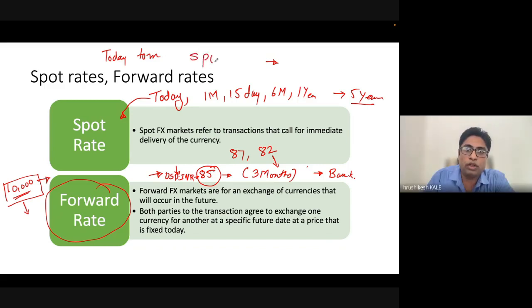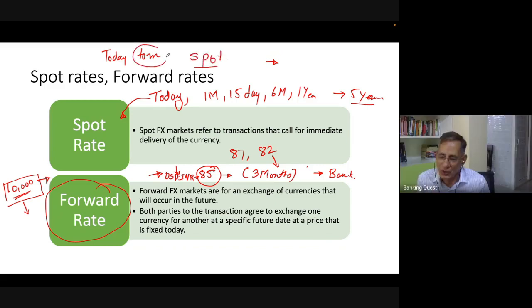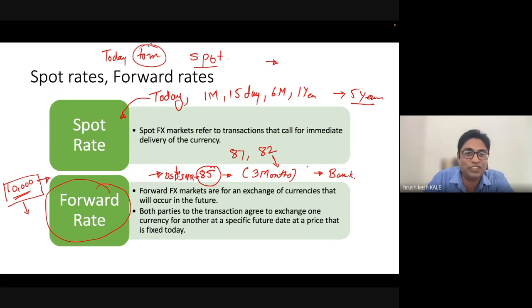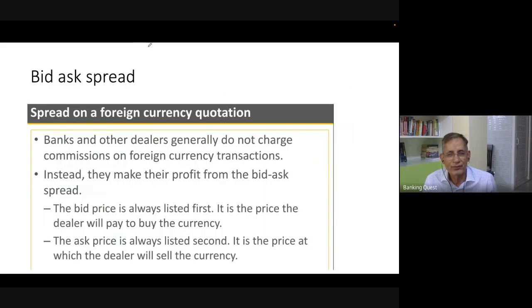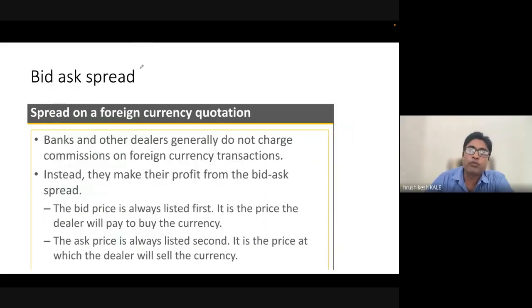Tom and Spot, I am not sure about. I think it is as per settlement. If settlement is done today, it is today. If settlement is done tomorrow, it is Tom. If settlement is done on the third day, then it is Spot.